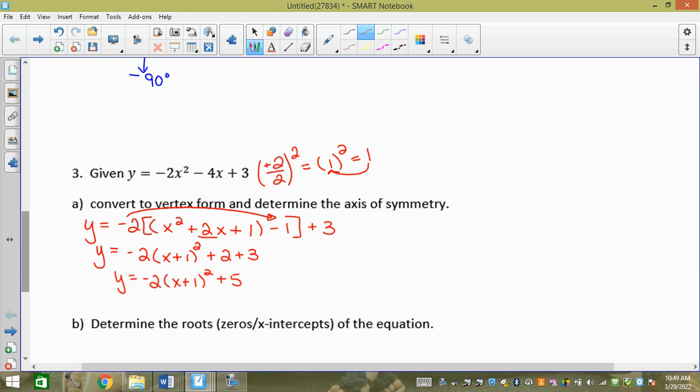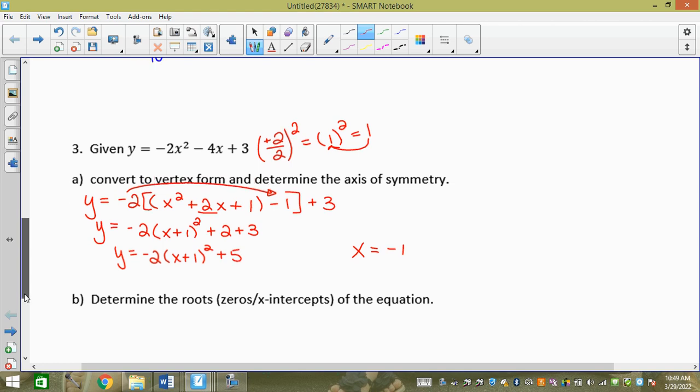Axis of symmetry is the line that cuts the graph in half vertically, and it's an x equals line, so it's at x equals what? What's it at? Negative 1. It's the x of the vertex. And what's my vertex at? Negative 1 and positive 5.